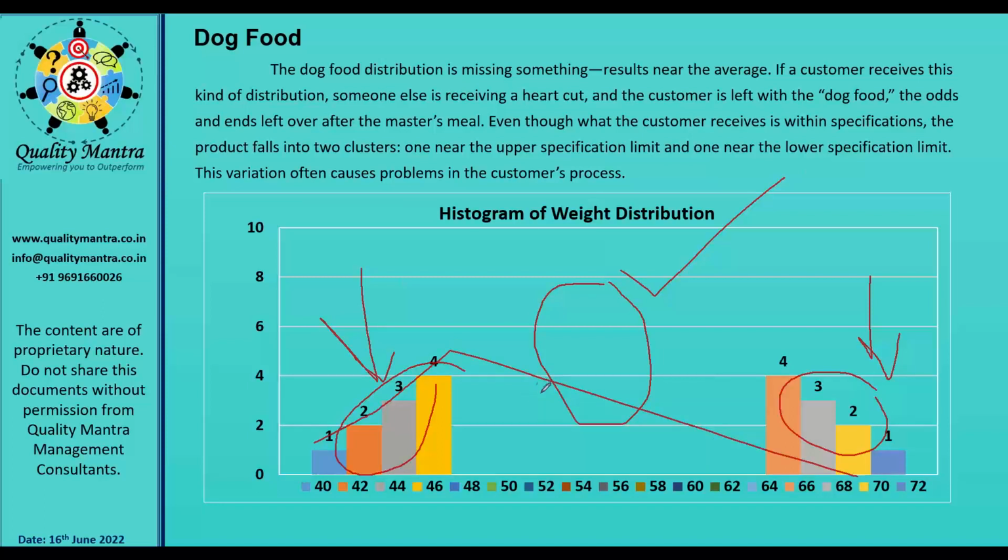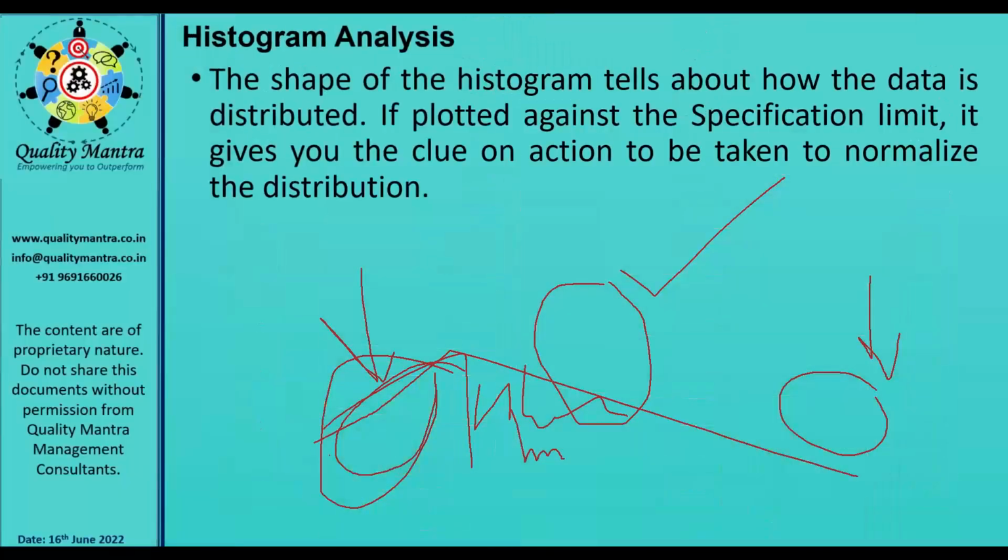There is nothing like that. There is no material here. It means it is dog food. If it is skew type, you will have certain material here. But if it is just increasing here and stops, then it is dog food he has sent to you. This is called the dog food type of histogram. So these are the various kinds of histogram based on their shape.